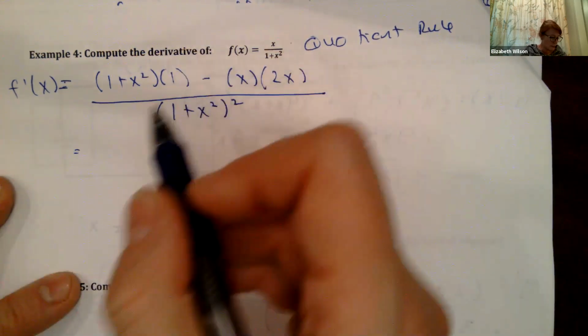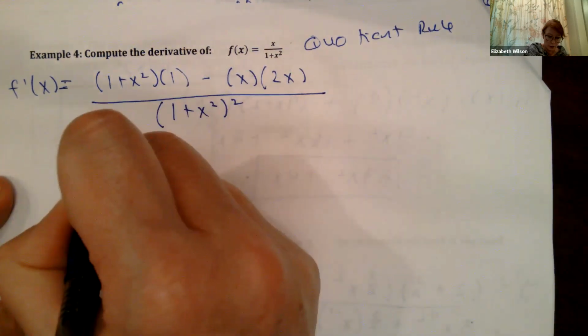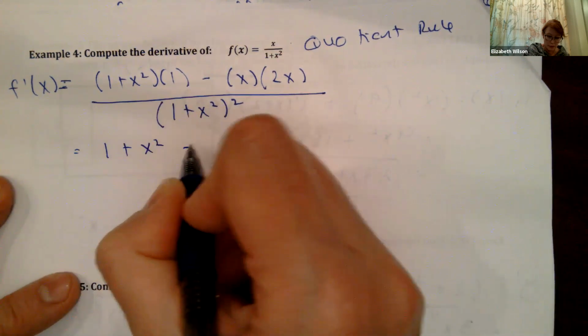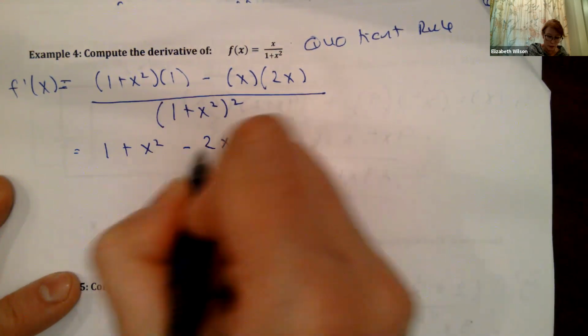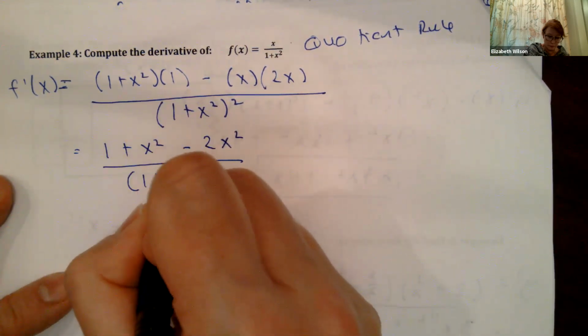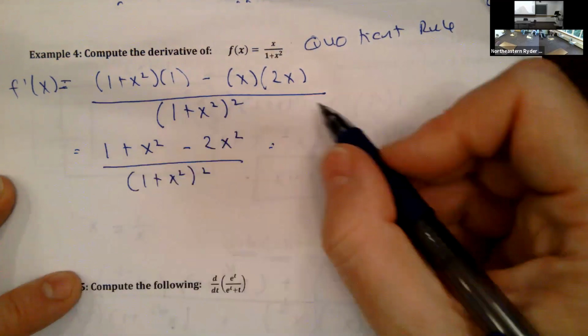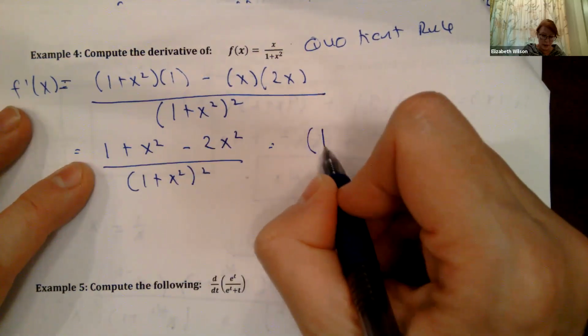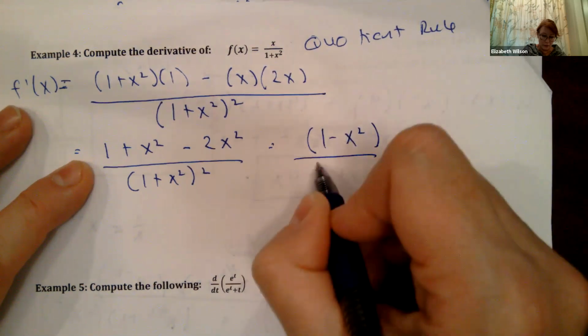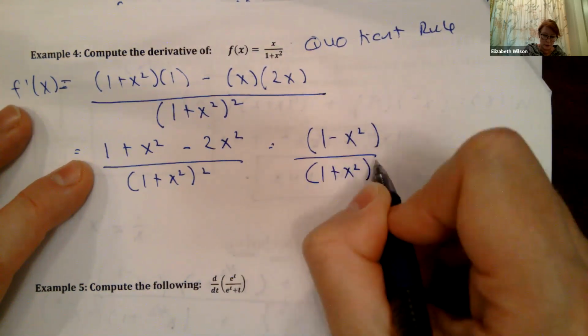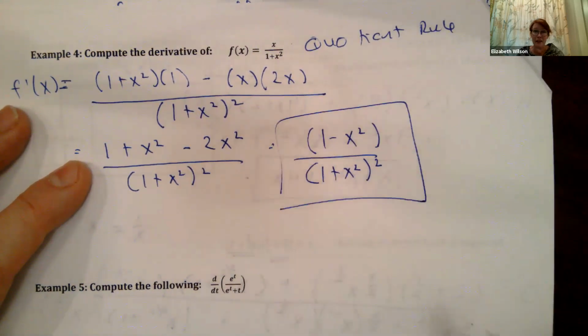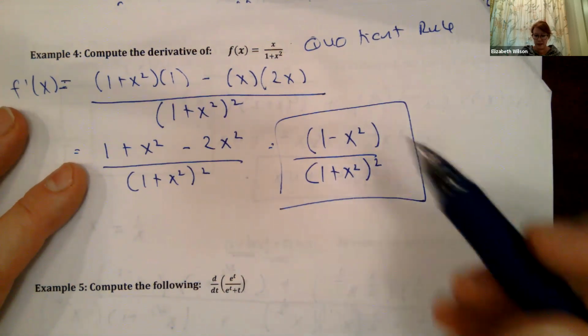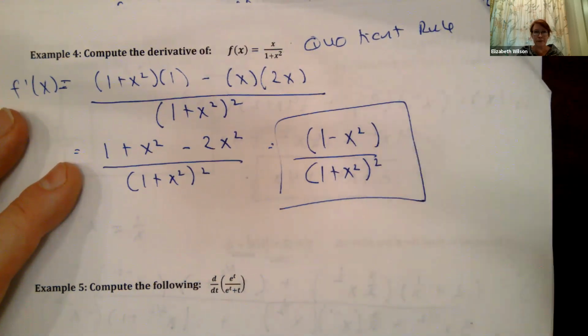Now I can combine like terms. I get 1 plus x squared minus 2 times x squared, all over 1 plus x squared squared. Combining like terms, this just becomes 1 minus x squared all over 1 plus x squared squared. And that's it. I can't simplify it further, so I'm going to leave it.